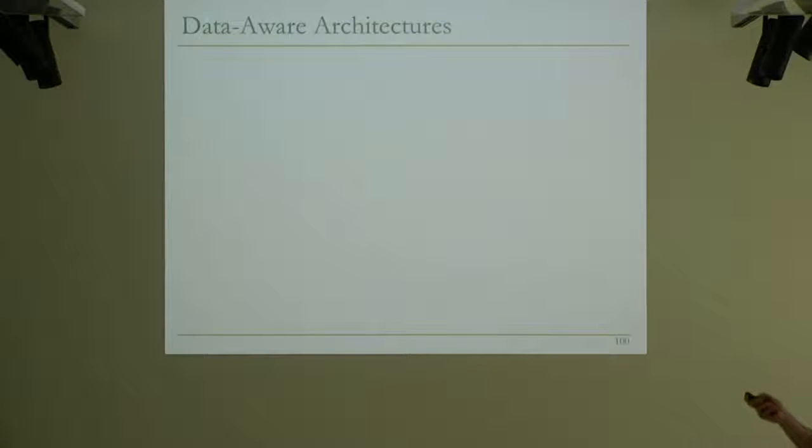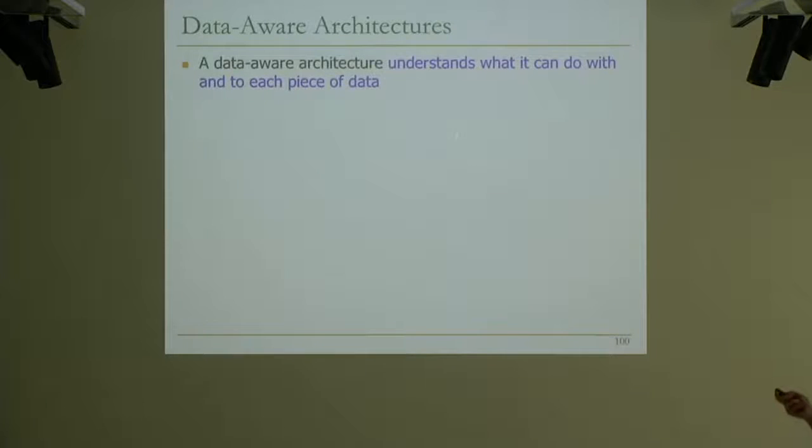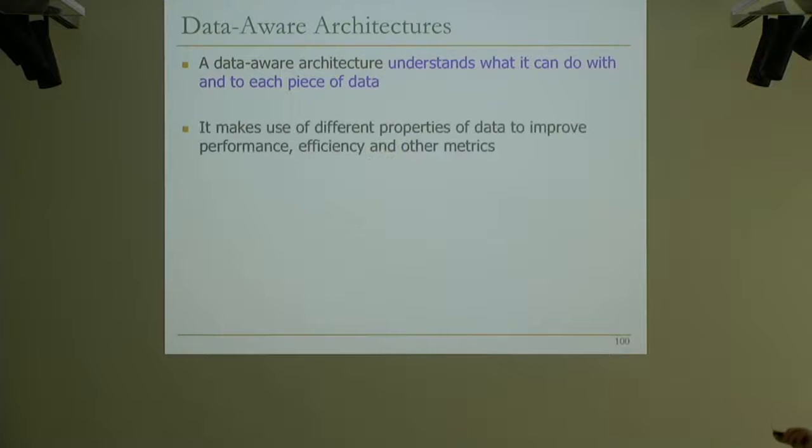Well, we didn't talk as much about data-aware architectures, although we did give a couple of examples. Basically, I think a data-aware architecture understands what it can do with and to each piece of data. So it makes use of different properties of data to improve performance, efficiency, and other metrics. If you remember the heterogeneous reliability memory, we basically specified, oh, this data can be reliable, this data doesn't have to be reliable. Now, you can design an architecture that can allocate those data to different types of memory and improve performance and efficiency and cost, whatever, right, while keeping reliability in check.